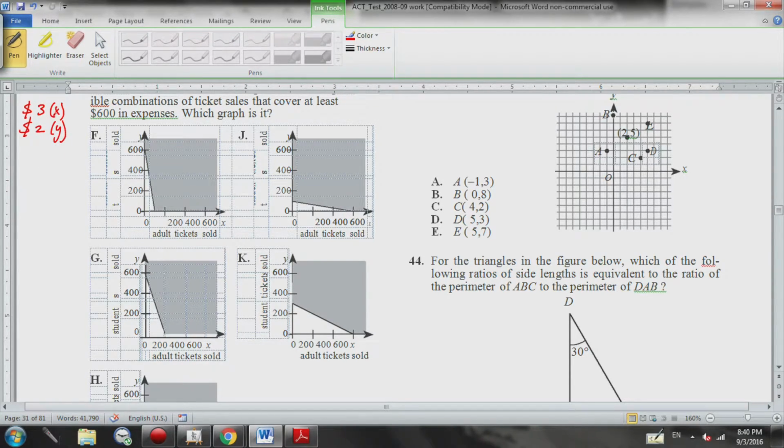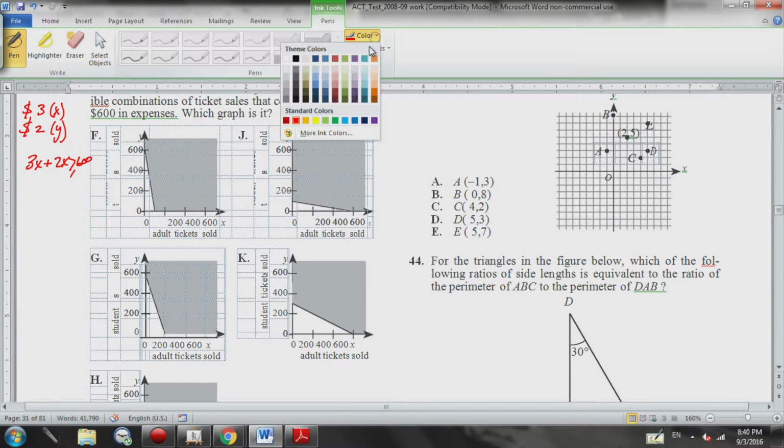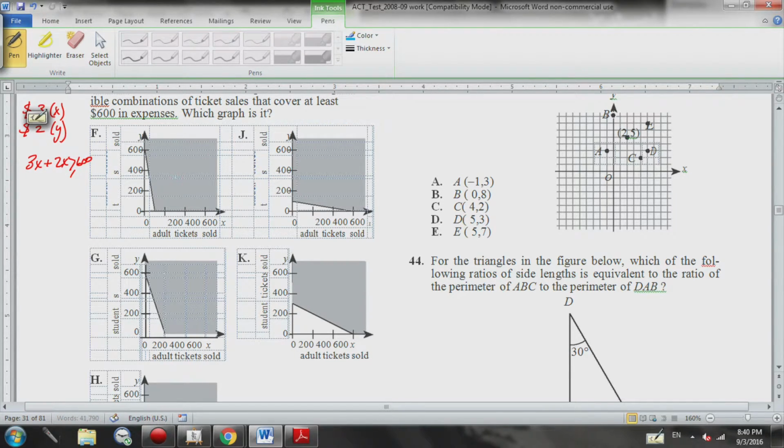$600. X is the number of adult tickets they're going to sell. Y is the number of student tickets they're going to sell. The revenue from adult tickets plus student tickets has to be greater than 600. They didn't say greater than or equal to, but at least 600, right? That'll cover their expenses, at least. So which one of these graphs?